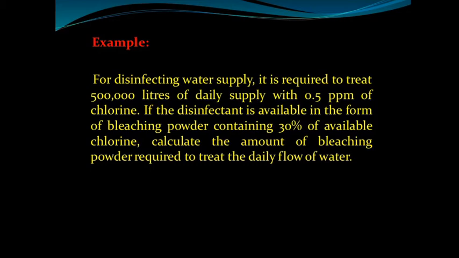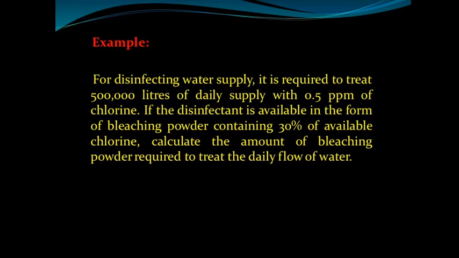And the chlorine residue is 0.2 mg per liter. So 0.4 minus 0.2, you get 0.2, and that 0.2 is the chlorine demand. That much chlorine is required for the complete disinfection of water. So this is one example showing how to calculate the chlorine required for the treatment of water.